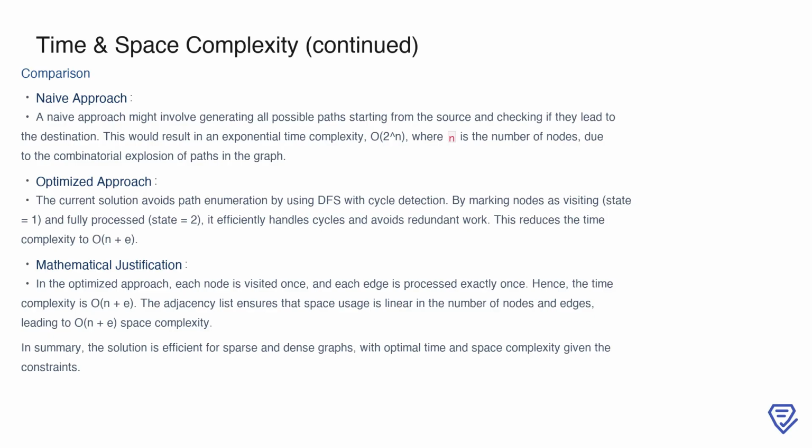Mathematically, the optimized solution visits each node once and processes each edge exactly once, ensuring that the time complexity is O(n plus e). The adjacency list representation also keeps space usage linear, resulting in O(n plus e) space complexity. Overall, this approach is efficient for both sparse and dense graphs, offering optimal performance within the problem's constraints.